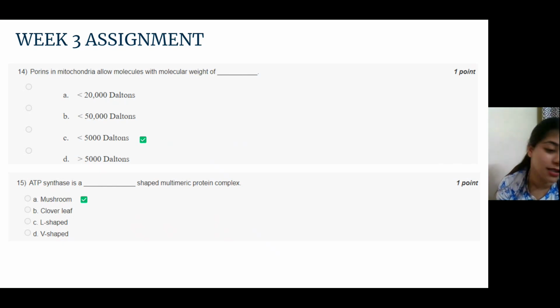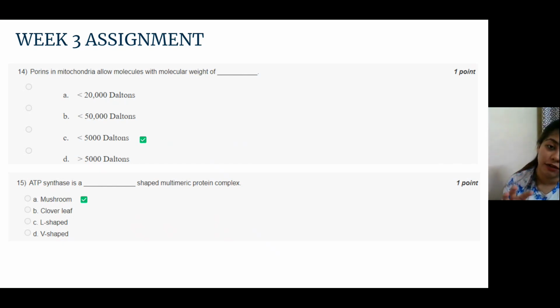And in this case, it's obviously a very direct question. If you look at the options, there are 20,000 Daltons, 50,000 Daltons, 5,000 Daltons, less than 5,000 Daltons, or more than that. So porins, because they form a pore-like structure, form a channel through which only a particular restricted size of proteins can pass. Therefore, the answer for this question was less than 5,000 Daltons.